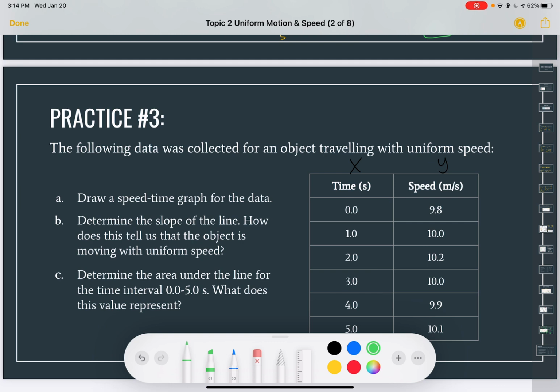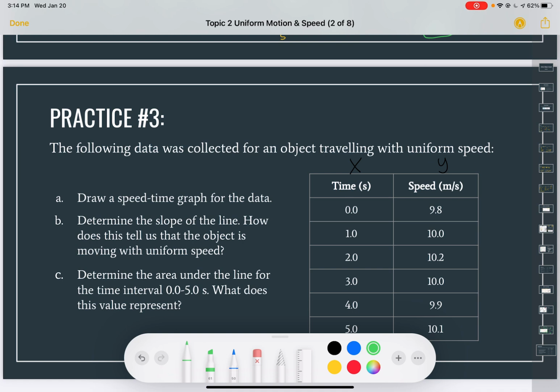It says the following data was collected for an object traveling with uniform speed. It says draw a speed time graph for the data. So we can do this in a second, but I'm just going to try and figure out some of these other questions here. It says determine the slope of the line, and what does this tell us about the object? And then determine the area under the line. I guess I can't answer any of those without doing the graph.